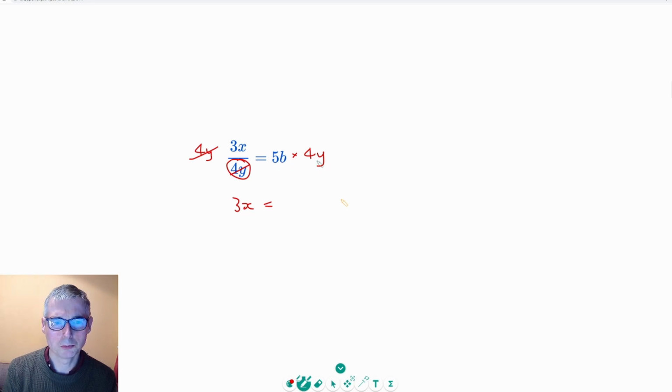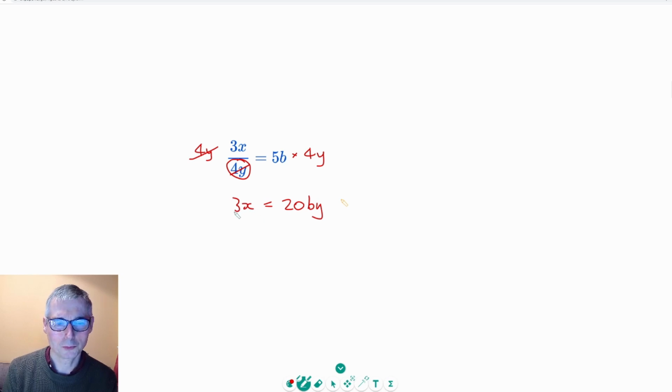So I can times the numbers together. 5 times 4 will give me 20, and then I've just got b times y, so I can write that actually as just by. That means b times y. So I've got 20by. And then I just need to try and get rid of this 3 on the left hand side that's multiplying the x.